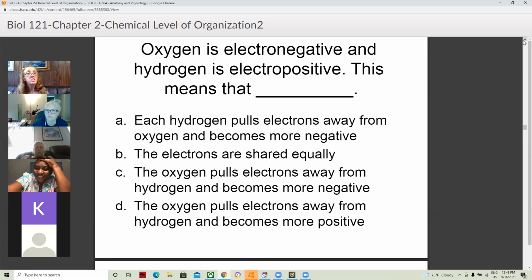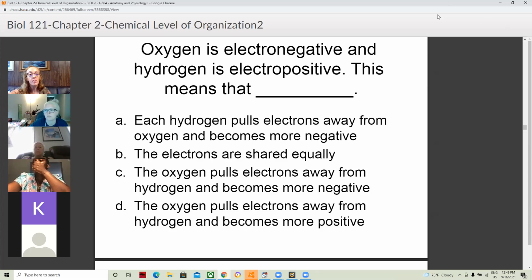Okay, so oxygen, remember that's the more electronegative element. It's a more electronegative atom. So is it going to pull the electrons more its way? Yes. So the oxygen pulls the electrons away from the hydrogens that will then become more positive. Or we can use it this way.